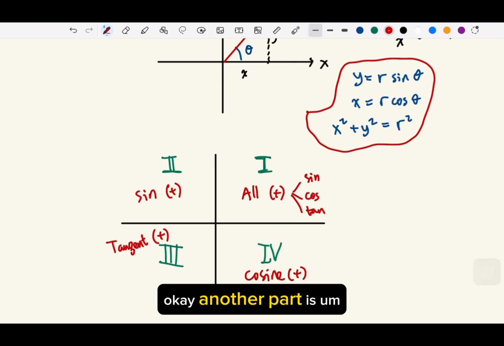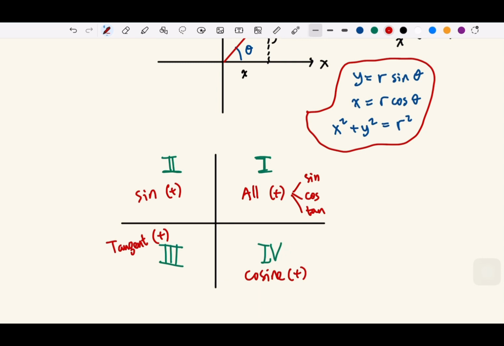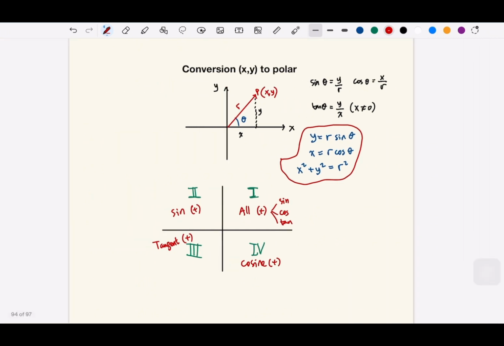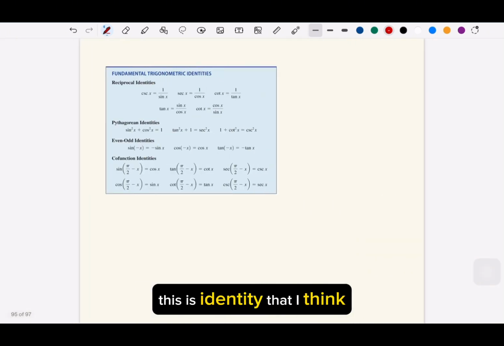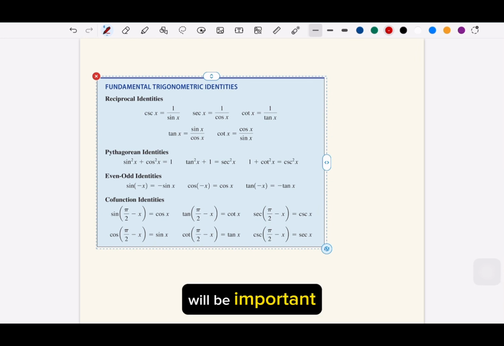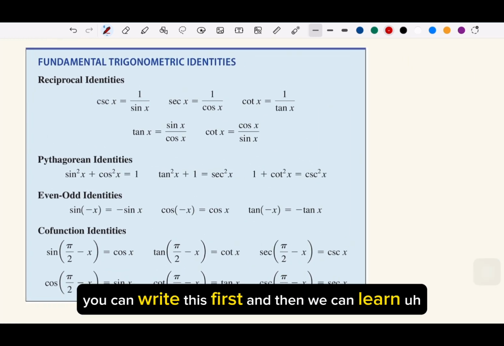Okay, another part is the identity. This is the identity that I think will be important. You can write this first and then we can learn.